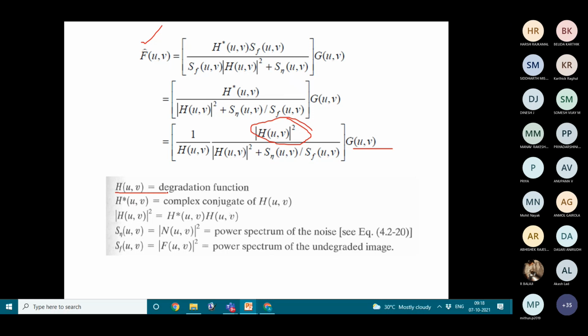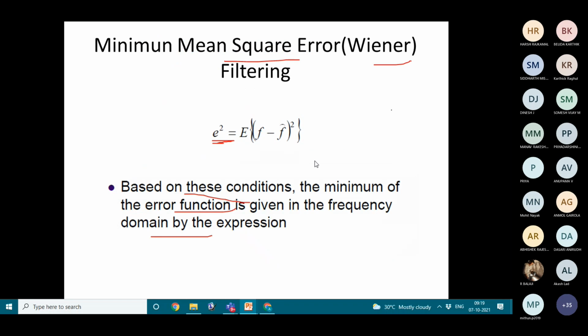So here H is the degradation function, H star is the complex conjugate of H, and |H(u,v)|² is H star multiplied with H. Sn is the power spectrum of the noise, and SF is the power spectrum of the undegraded image, that is the original image. So we can calculate all of this. We can identify these, and if we know the degradation function, we can also compute the complex conjugate. If we substitute all of them, then we can reconstruct F cap using this Wiener filter.